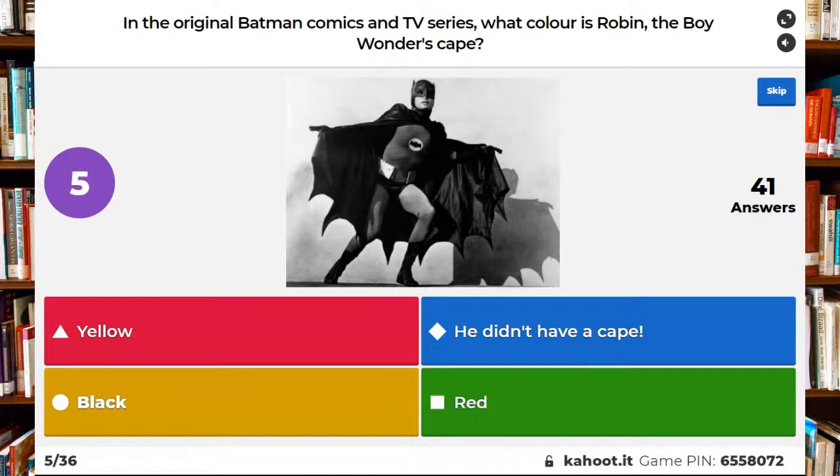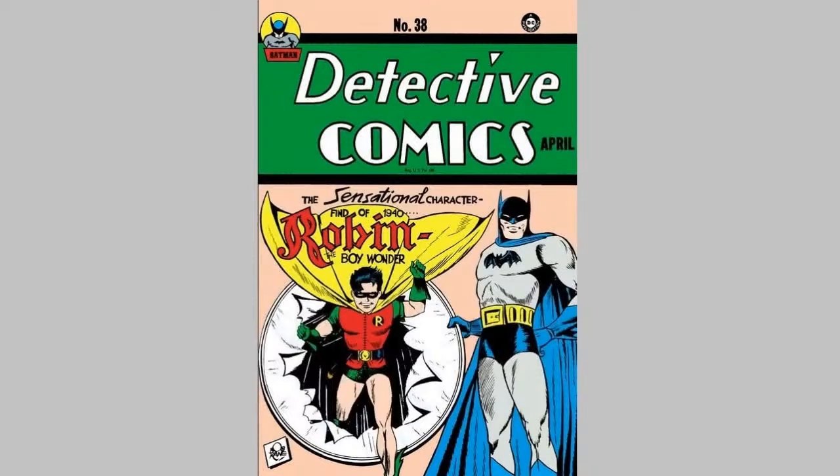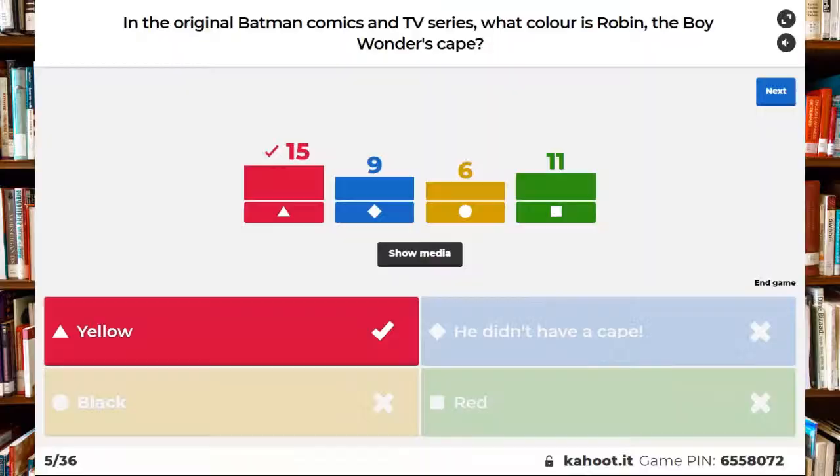5, 4, 3, and the correct answer is yellow. There you go. That's the cover of Detective Comics when Robin first turned up, and there he was with his yellow cape. Let's see how we got that right. Yeah, 15 of you got that right. Well done. I did get a nice spread of answers there again, which is great. But yellow is the definite answer, as you saw. So let's move on and see what happened to the scoreboard after that one.